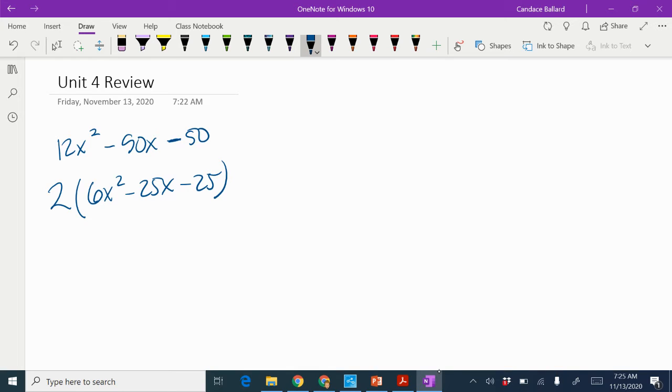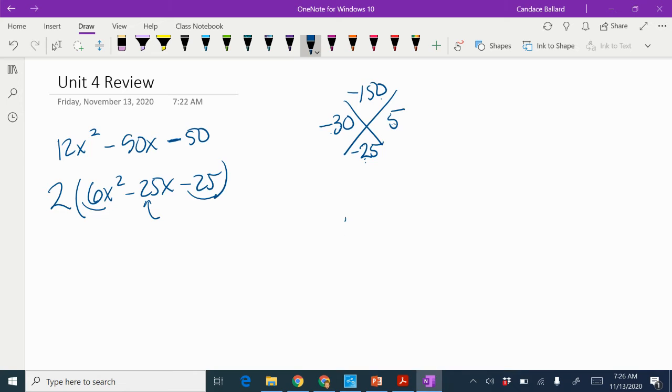Then I notice that I've got a trinomial with a leading coefficient, so I know I need to do a magic X. The top of my magic X, I multiply 6 and negative 25, and I get negative 150. In the bottom of my magic X, I have negative 25. And then I need 2 numbers that multiply to negative 150 and add to negative 25. So I notice that 30 and 5 multiply to 150, and if I make the 30 negative, I get negative 25, and they also multiply to negative 150.